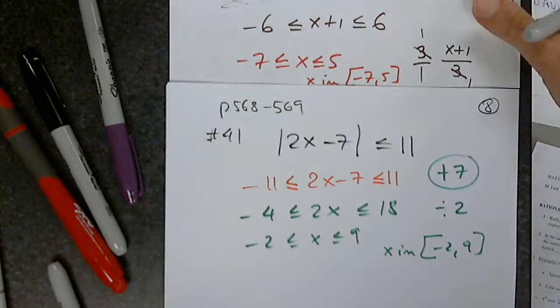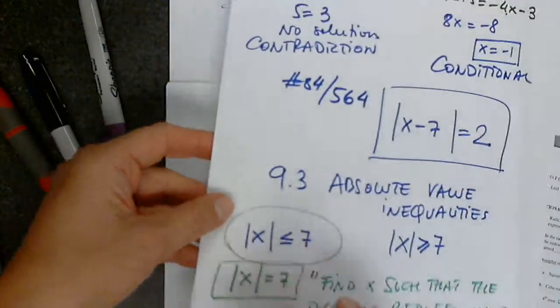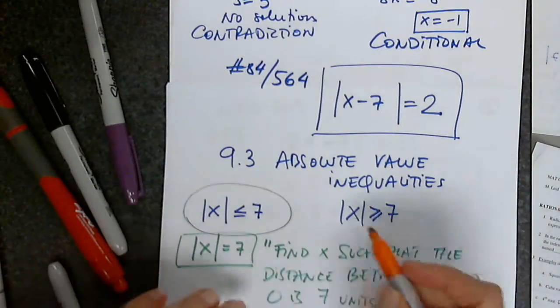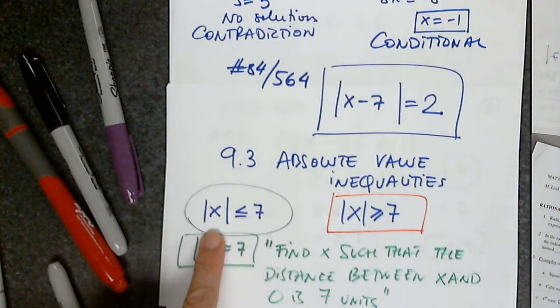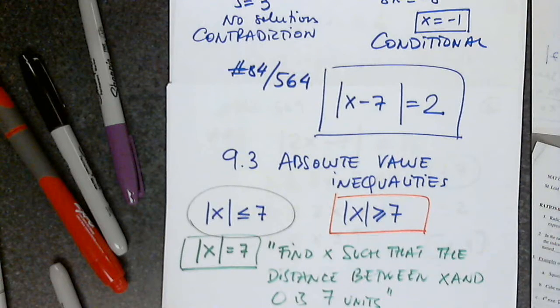Okay, the last one. The third type. Can anyone translate this in words for us? We know how to translate this in words. Find x such that the distance between x and 0 is 7 units or greater. Yes, exactly. So the less-than-or-equal case was already occupied. I cannot put it in any other inequality. So now I want to determine numbers whose distance from 0 is 7 or more.